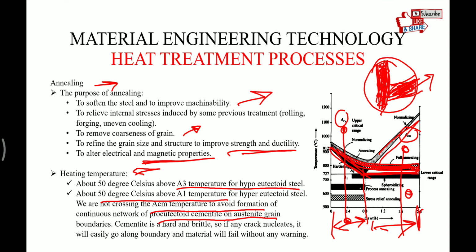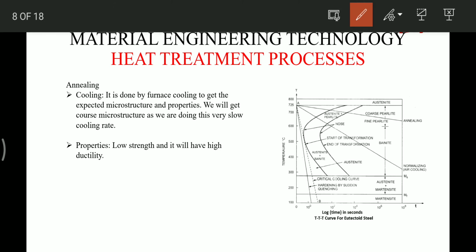Then comes cooling. After heating we have to cool. Cooling is done in the furnace, as I have already told you, to get the expected microstructure and properties. By a very slow cooling rate we will get a coarse pearlite structure. The properties the material will acquire are low strength and high ductility. So this is what the final workpiece will have: low strength but highly ductile.